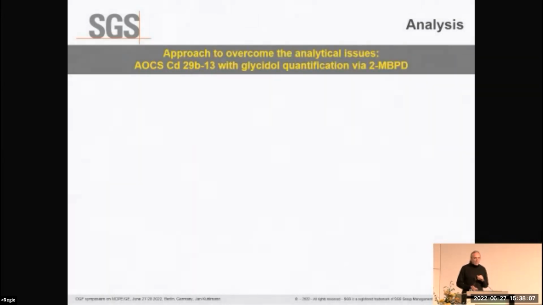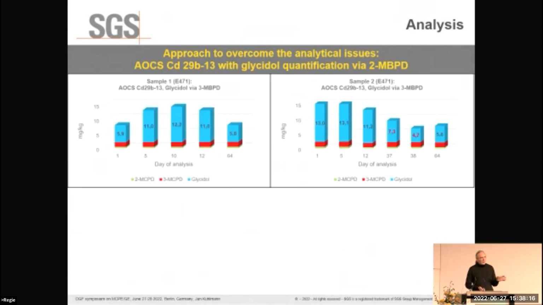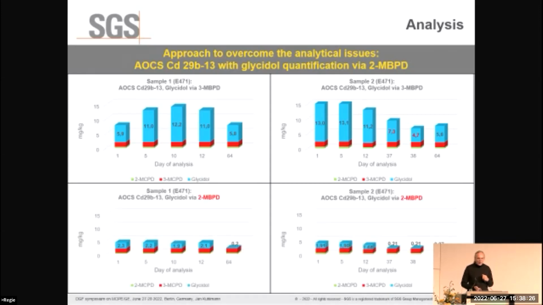So, artifact formation, as already mentioned. Our idea to overcome this limitation is to quantify simply the glycidyl via 2 MCPD. So here are the samples again. When we take the same raw data, so it's not a new measurement, it's just the printout of the data, and now quantify the glycidyl via 2 MCPD, we come to these findings. And this makes much more sense. So we have much lower contents, we have a decomposition, yes, but it takes place as expected, slowly and over a long period of time to a significant extent, but not with some strange breaks in between.